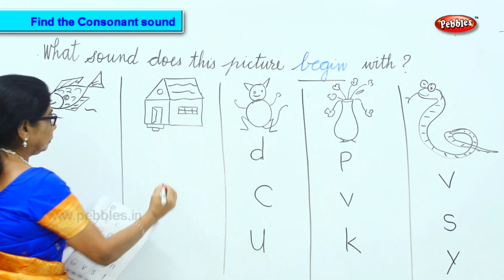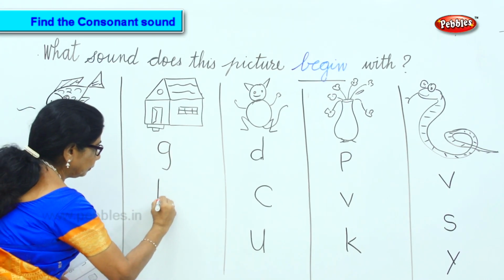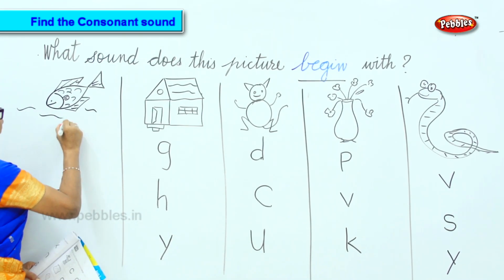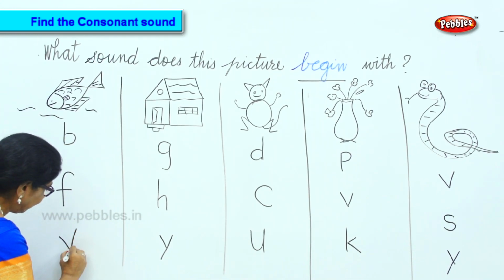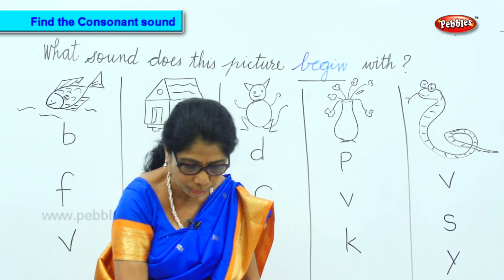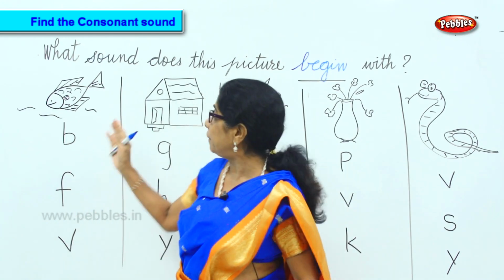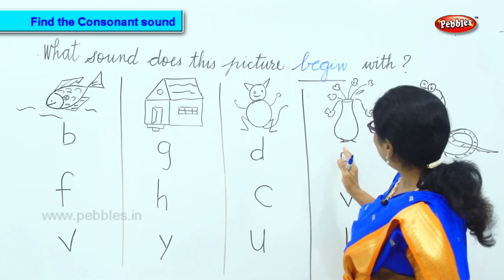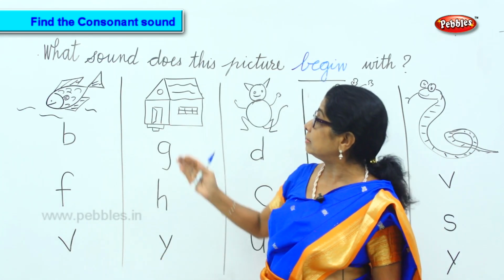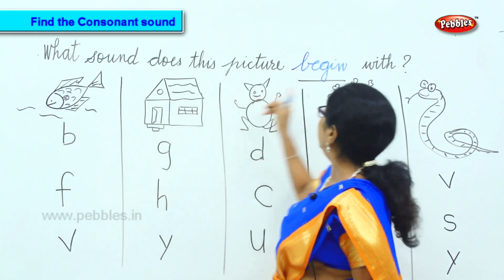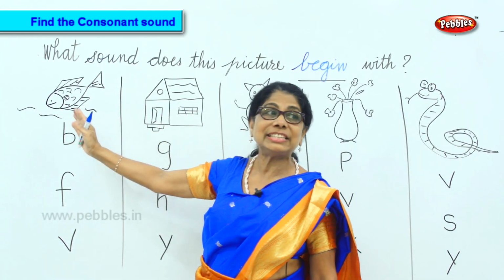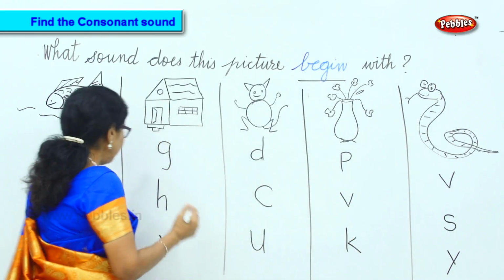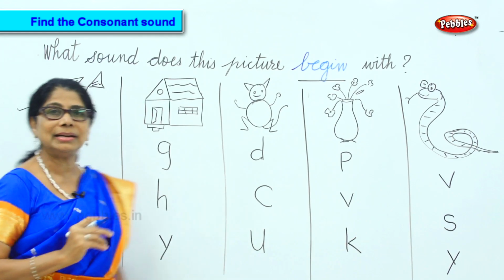Now, G, H and Y, and you have here. Now, look at all the letters I put up. What are we doing? We have pictures: fish, a house, a cat, flowers and a snake. The title says, what sound does this picture begin with? Fish. What sound does the fish begin with? Is it B, V or F? F. So fish begins with F and we circle F.